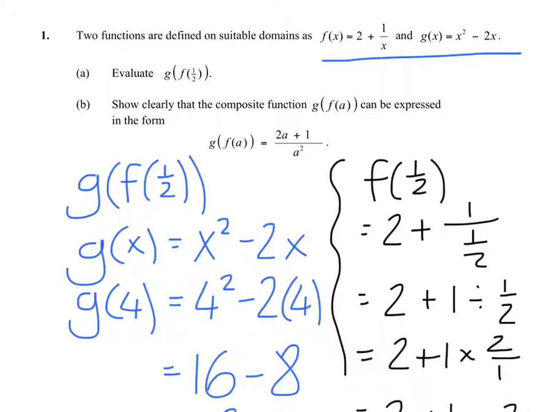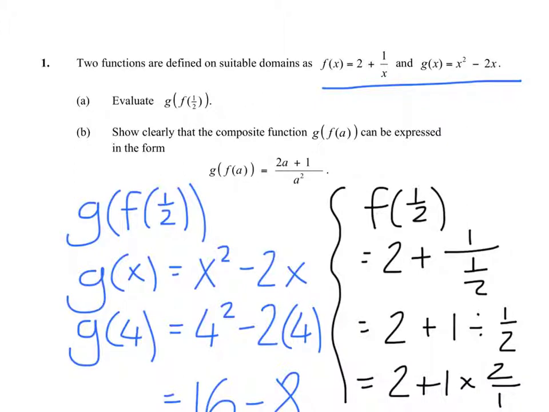Moving on to part B, the question asks us to show clearly that the composite function g of f of a can be expressed in the form 2a plus 1 over a squared. So we want to substitute a into the f function, and then we want to substitute the f function into the g function. So we'll do this off at the side here.